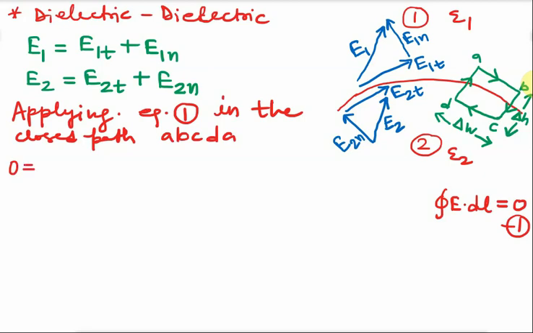Now from A to B, see the direction from A to B. If we proceed, we are along this E1T. So E dot dl we have to write, meaning electric field intensity dot the length of the path. If we go from A to B, this E1T we will write E1T dot dl. What is the length of this AB path? Del W. So E1T dot del W.